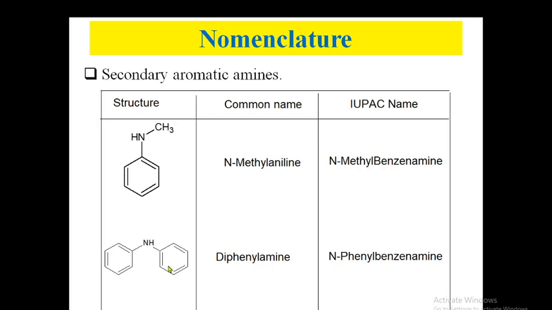Similarly, if you have diphenylamine, as two phenyl groups are attached to the amine, the name becomes diphenylamine. For the IUPAC name, one of the benzene rings becomes the parent, like this, the aniline, and the other phenyl ring is considered the substituent, present on the nitrogen, and therefore N-phenyl benzenamine will be the IUPAC name.